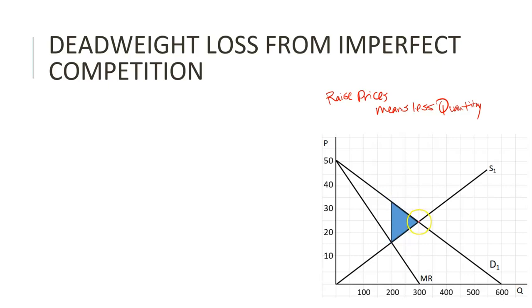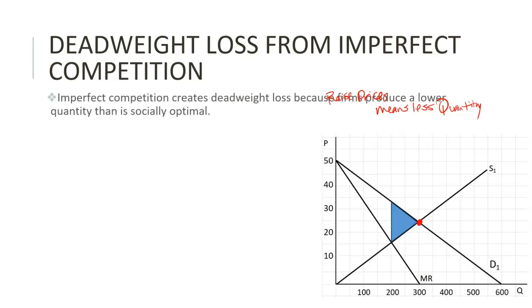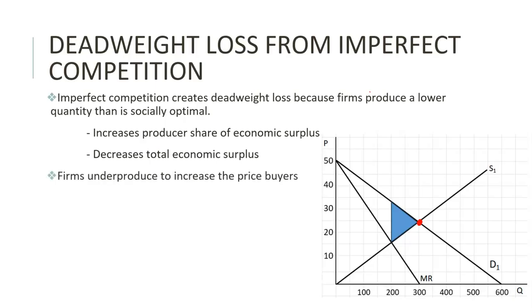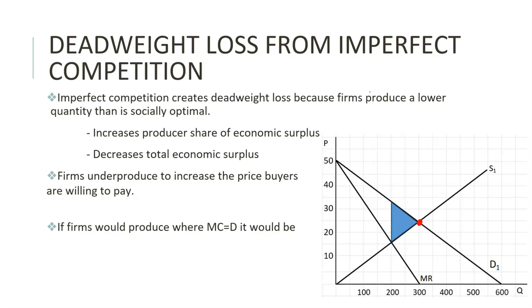And so that's going to cause a deadweight loss. We're producing quantities that are less than our social optimum. Producers like this because it increases their share of economic surplus, but it decreases total economic surplus. So firms have to underproduce to increase the price buyers are willing to pay. If they were producing where marginal cost equals demand, that would be our socially optimal level.